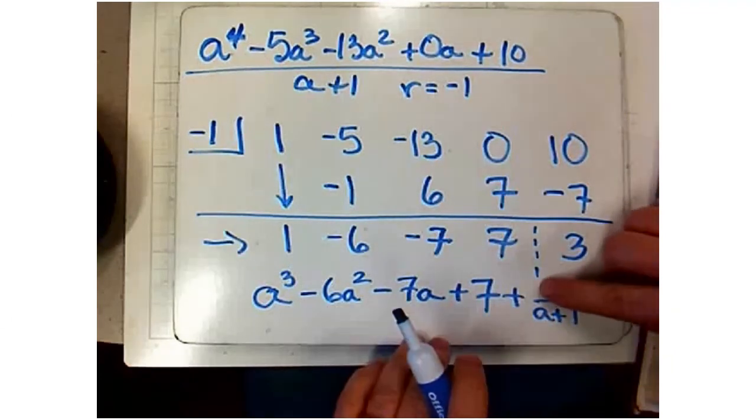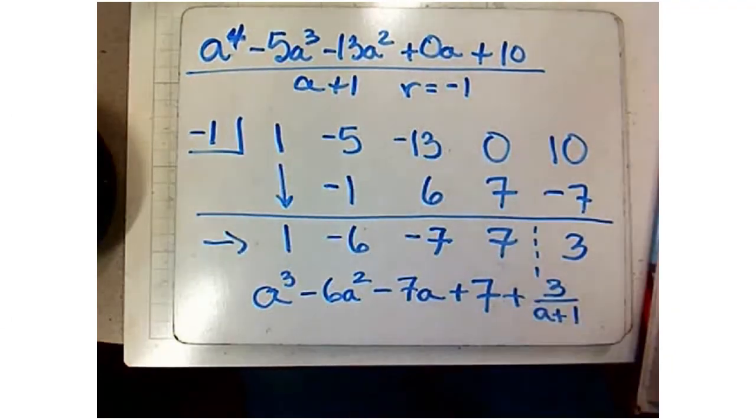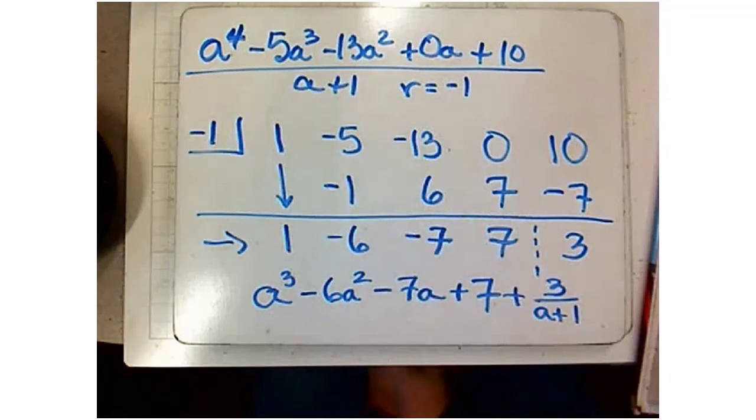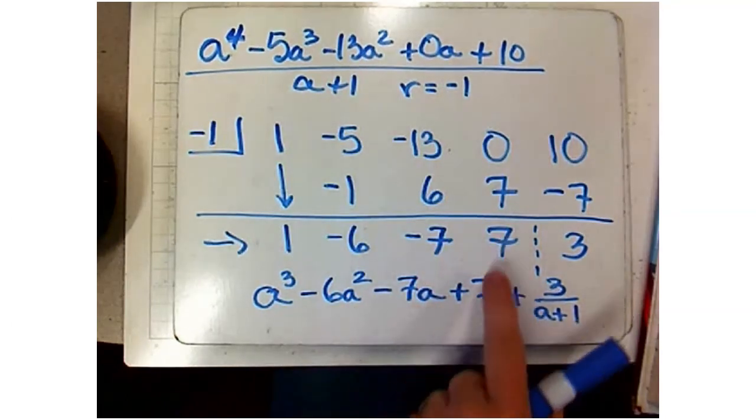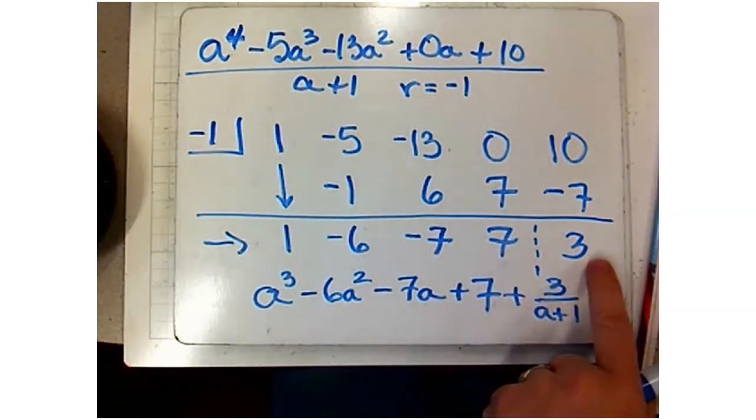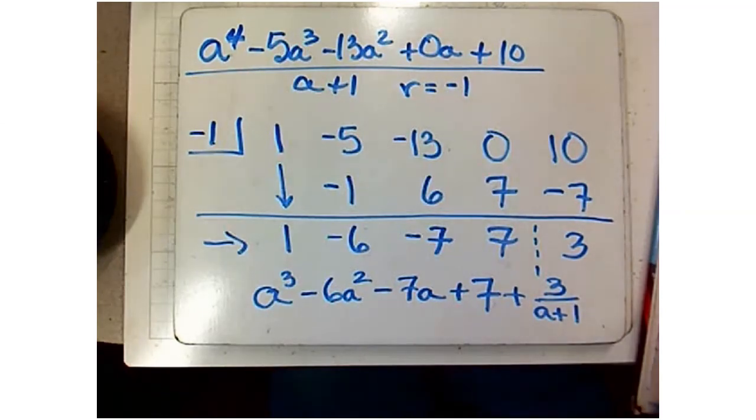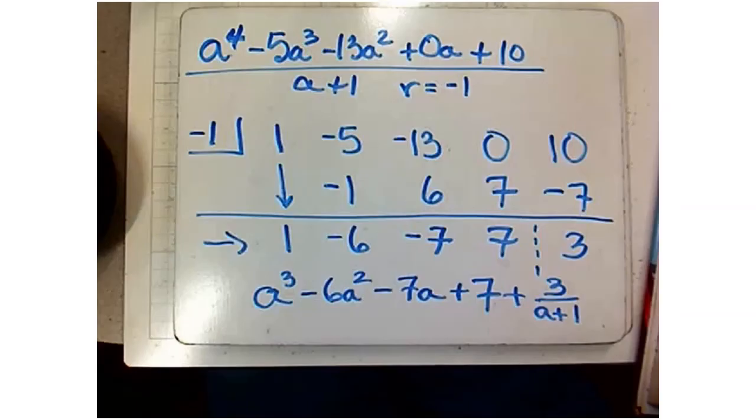Good catch, Song. So we have a to the third minus 6a squared minus 7a plus 7, plus 3 over our a plus 1, because there was a remainder. Got it. Nice catch, Song. Did you get that answer, or did you follow along with me? Writing it down right now. Okay.